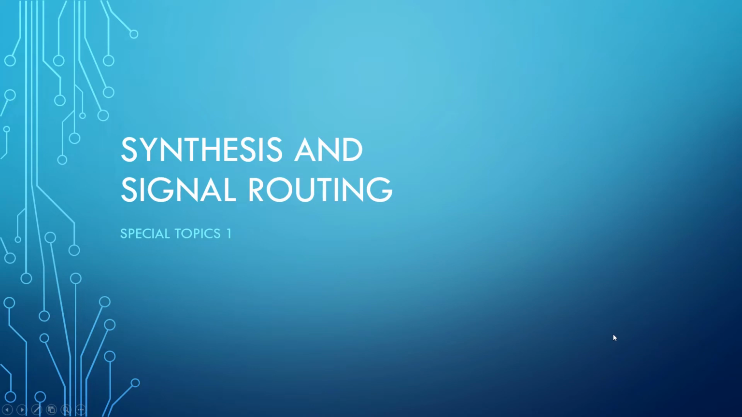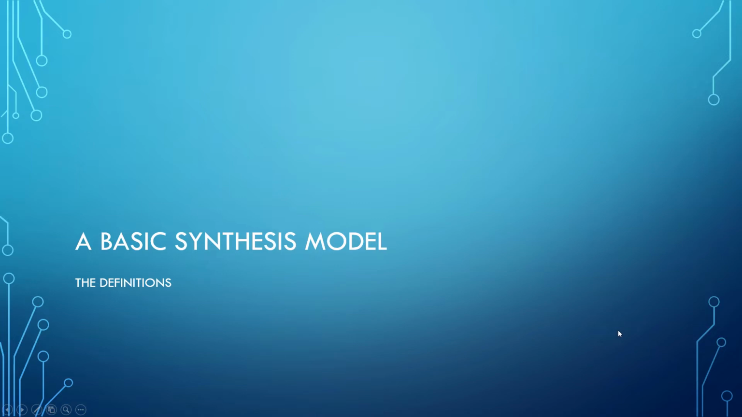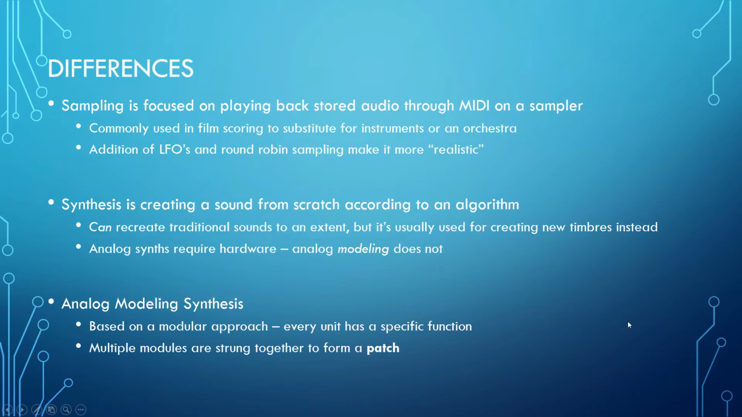So what is synthesis and how does signal routing apply to it? Well, let's start with some basic definitions. There are differences between synthesis and other types of virtual instruments. For example, sampling is focused on playing back stored audio using MIDI on a sampler. It's commonly used in films as a way to substitute for instruments or an orchestra in mock-up before taking it to a real orchestra. Additionally, you can use LFOs and round-robin sampling to make things more realistic by adding in vibrato or changing the sample sound every time a note is re-triggered.